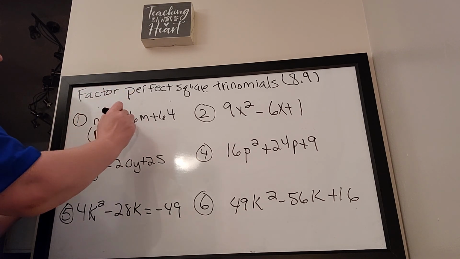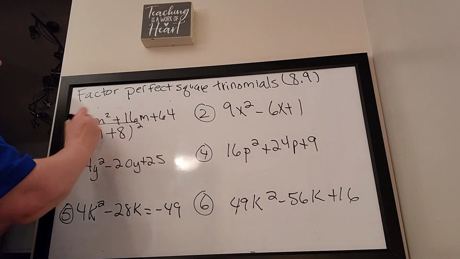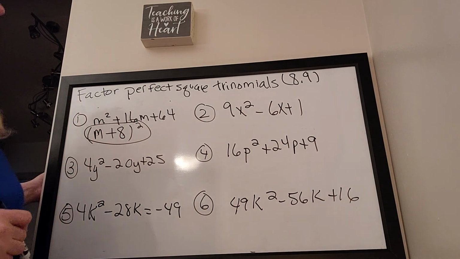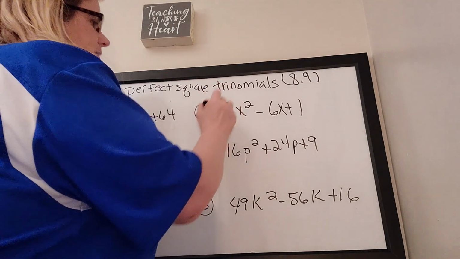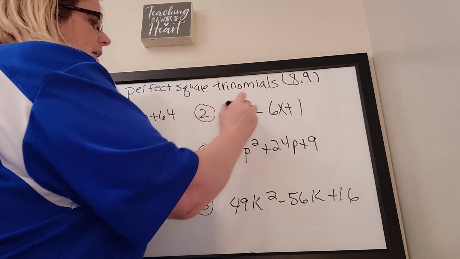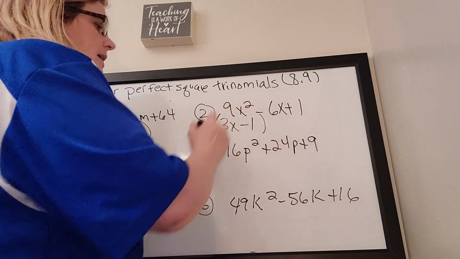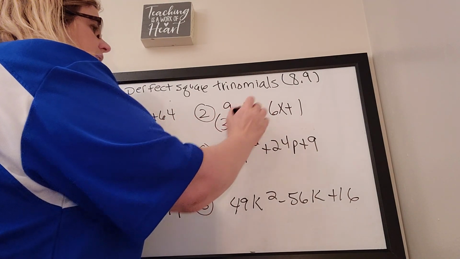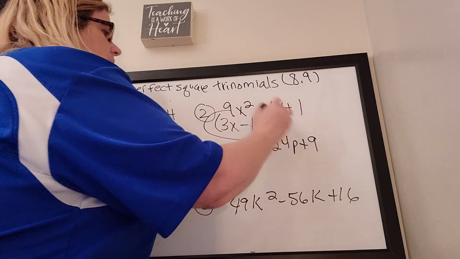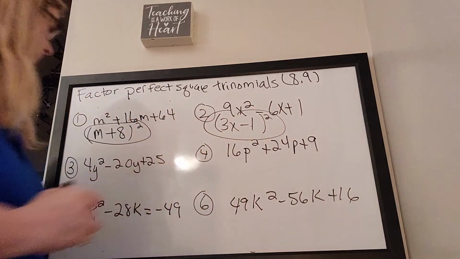That's 8m times 2 is 16m. So this is the final answer. This one here, this is a perfect square. If it's minus right here, it's going to be minus. This is a perfect square. It's 1. This times 2 is 6x. So this is correct, and we need that little square there.